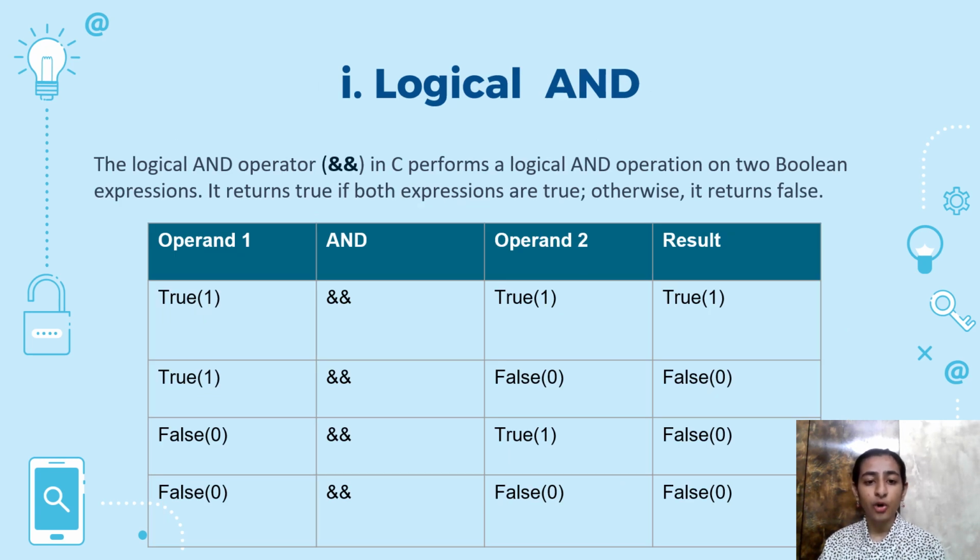The logical AND operator in C performs a logical AND operation on two Boolean expressions. It returns true if both expressions are true, otherwise it returns false. Here is a table for you to understand better. First, we have operand 1 true and operand 2 true. Then the result would be true. Likewise, if operand 1 is false and operand 2 is false, then the result would be false.